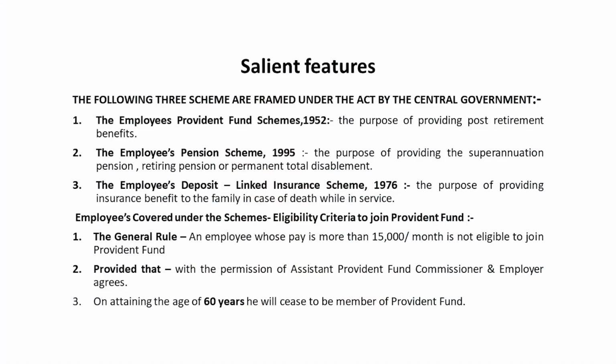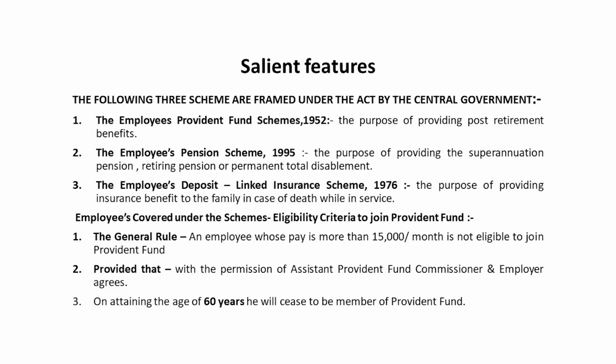When we see the eligibility criteria to join the Provident Fund, the general rule is that an employee earning more than 15,000 per month is not eligible to join the Provident Fund. Those who are getting a salary or wages lesser than 15,000 would be entitled. But this is the general rule.